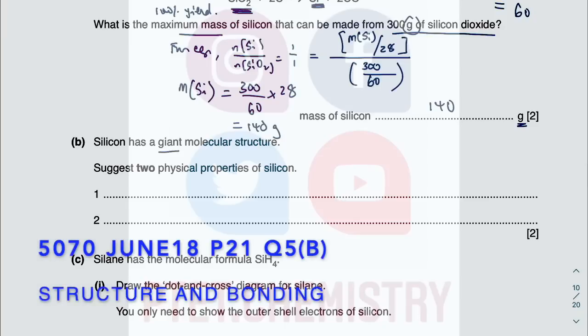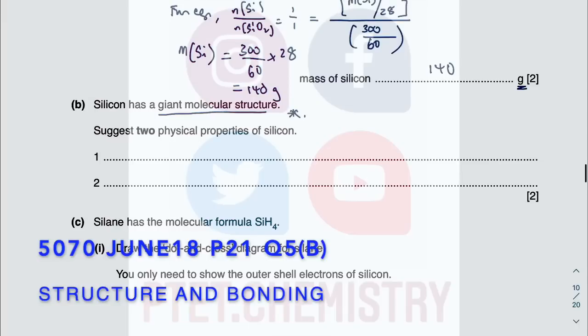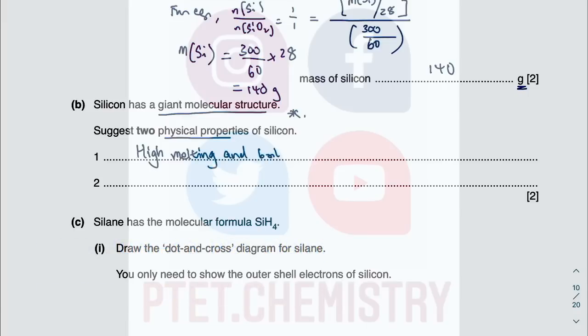Tell you that silicon is a giant molecular structure, which you should know. Similar to the structure of diamond actually. Okay, physical properties. Well, you can talk about high melting and boiling point, because if you know how to explain the high melting and boiling point of diamond, we are talking about breaking covalent bonds, right? The covalent bond is actually quite strong, and you have to break a lot of it in this giant molecular structure.